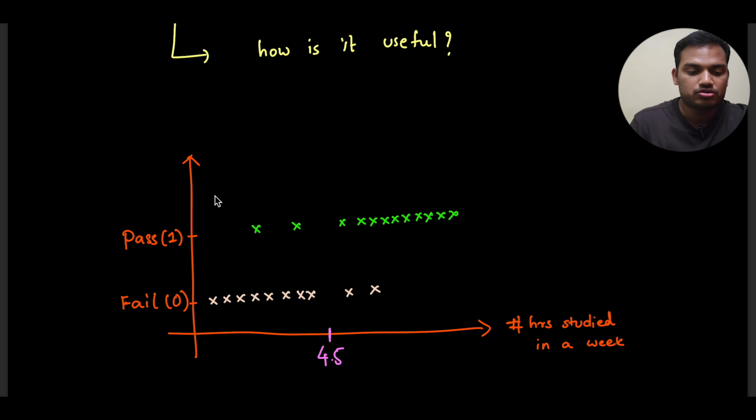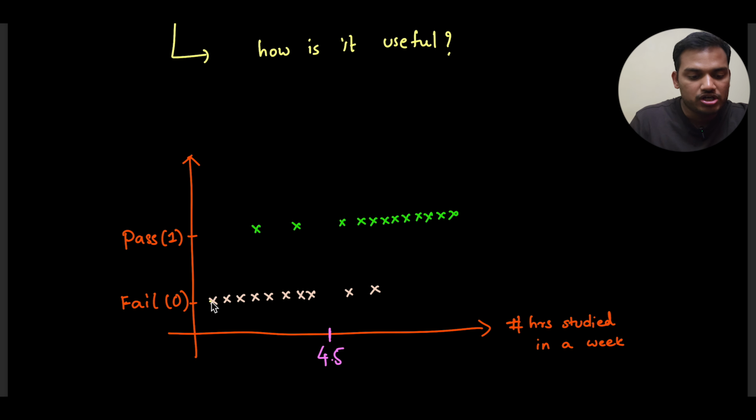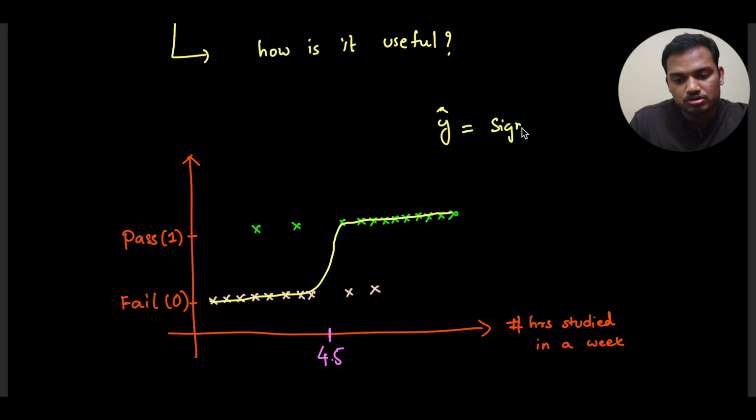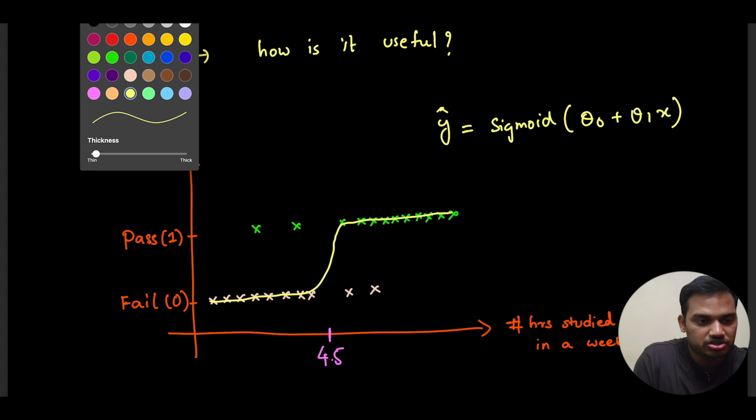For such a data set, if we apply logistic regression, we'll try to draw an S-shaped curve. And what is this S-shaped curve? If you remember the hypothesis of logistic regression, it is y equal to sigmoid of theta naught plus theta 1 x. So this is our hypothesis in the case of logistic regression.